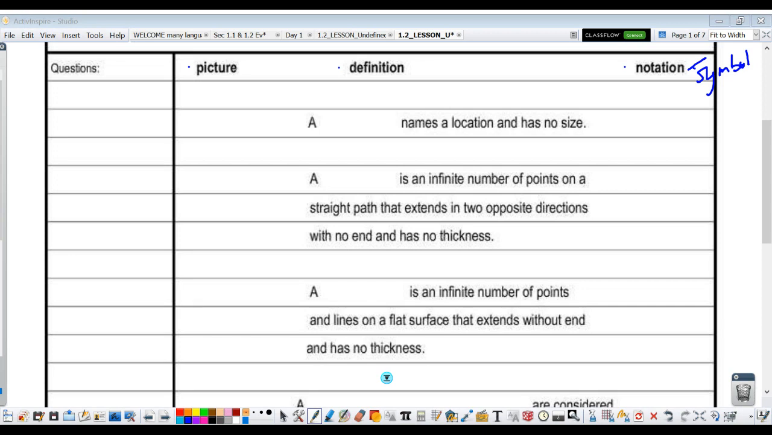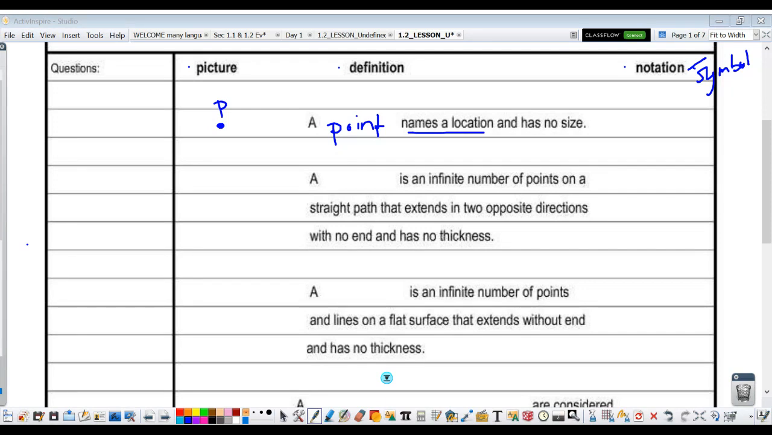All right, I'm going to make a mark. And the mark that I made is called a point. So a point names a location. It's kind of like X marks the spot, but here is a location, and I'm going to name that P. So a point names a location and has no sides.